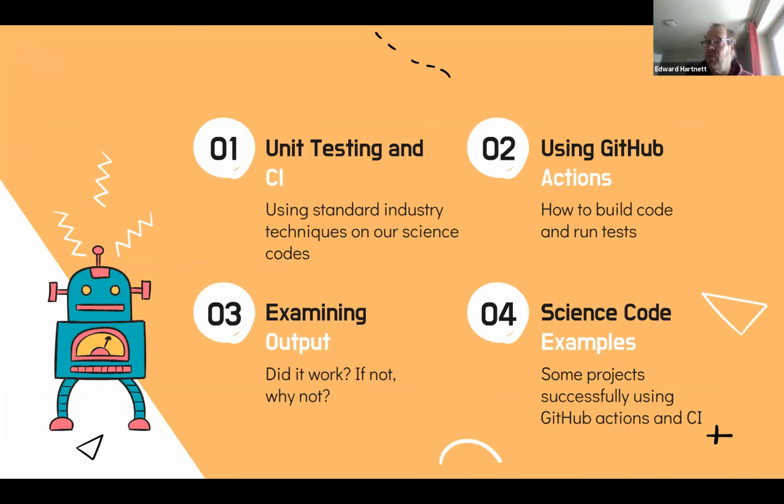I'm going to talk about it in 4 sections here. We're going to talk about unit testing in CI. Then I'll explain how we can use GitHub Actions to do it, what the output looks like, and then I'll point you at the repositories of the example projects for more details.